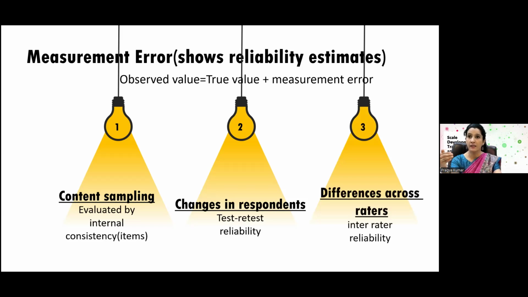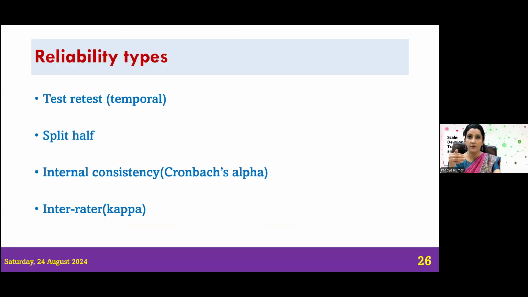And then there are differences across raters. So if there are 2 raters using that scale, then there can be inter-rater reliability, which we discuss using the Kappa statistics. So we will discuss the Cronbach alpha, which is the first type of reliability. There are various types of reliability. If you are developing a new scale, you need to test all the types of reliability.